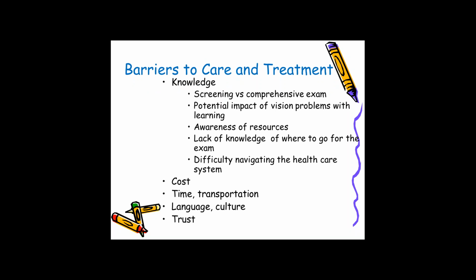So what are those barriers to care and treatment? Lots of studies have looked at this, and the first one is knowledge. What is the knowledge of screening versus comprehensive care and the potential impact of vision problems on learning? Are they aware of the resources that are available to them? Or is there a lack of knowledge of where to go for an eye exam? Or difficulty in navigating the healthcare system? Questions that my patients always talk to me about: do you take my insurance and what does it cover? Are eyeglasses covered? If not, what do they cost?